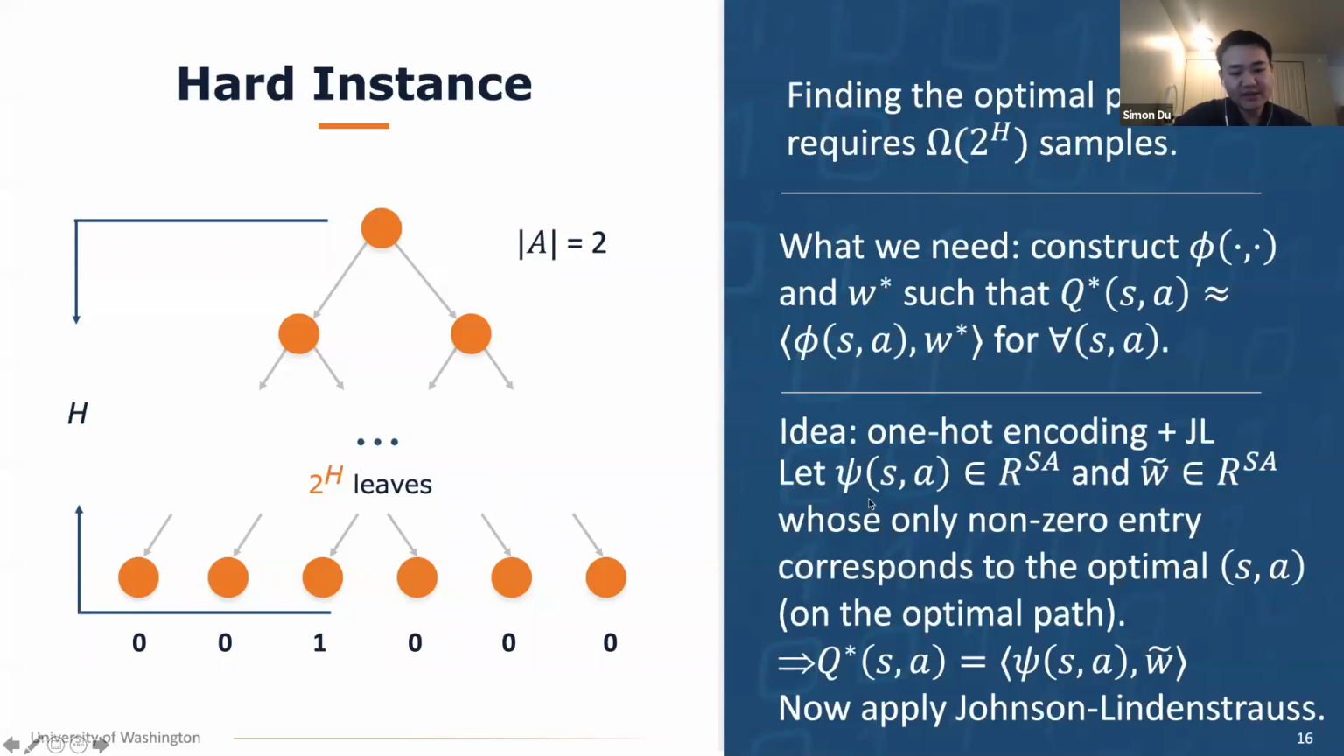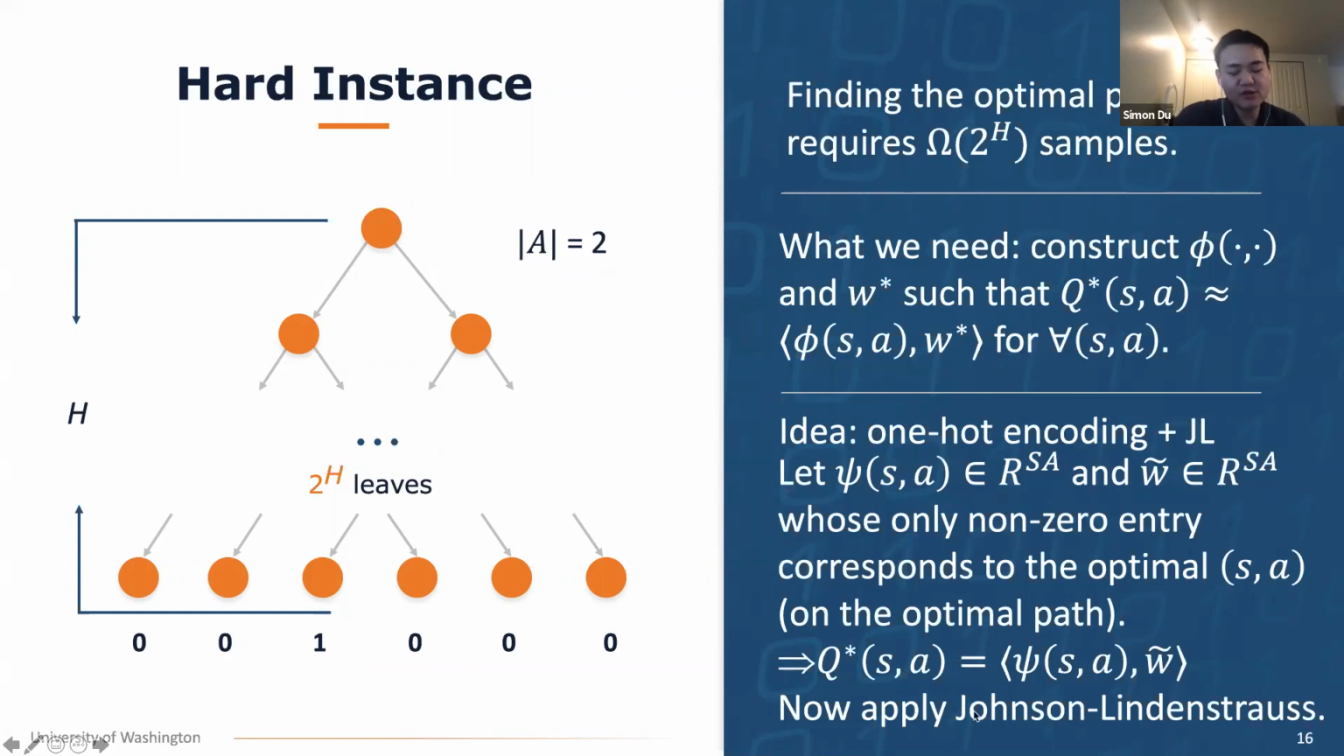But now, the dimension of psi and W tilde is very large, and we want a low dimensional representation that scales with d or h or delta squared. So how do we do it? How do we construct the feature with relatively low dimension?